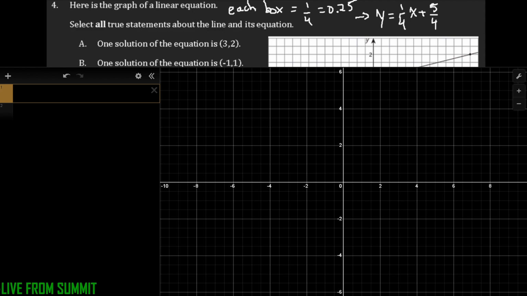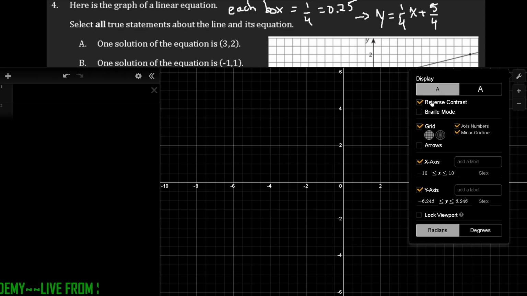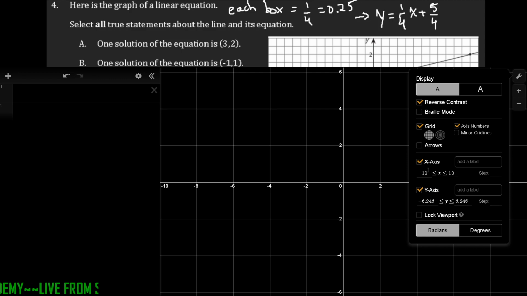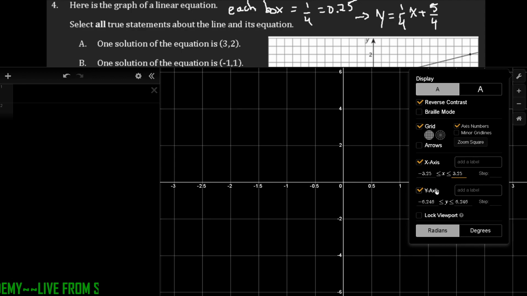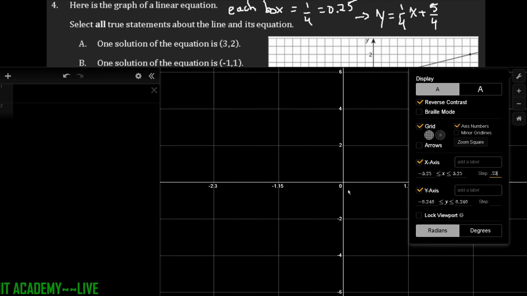In the top right, where that little wrench is, you can click on that little wrench. Again, that's how I change my screen so that it's almost in dark mode. But I can also type in what my window is. I want my x-axis to be between negative 3.25 and positive 3.25, and I'm going to change the step, meaning each of those boxes is going to be 0.25.